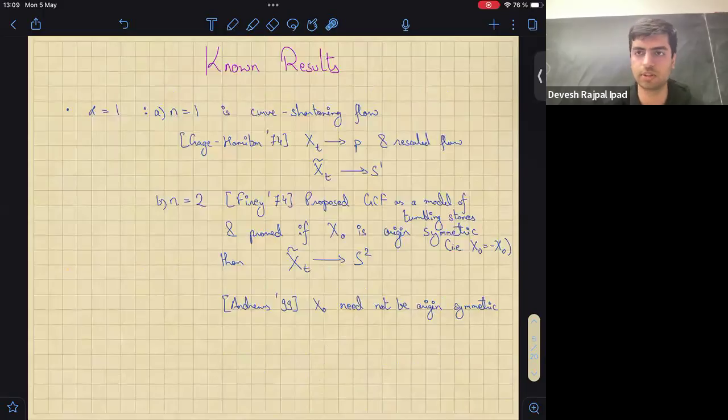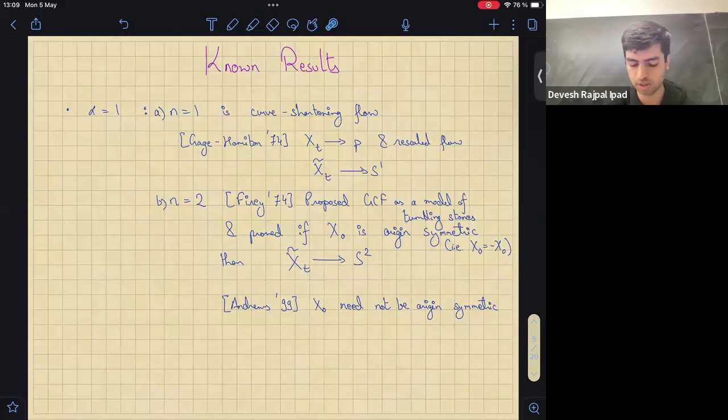Okay, let's go over the known results so far. For alpha equals 1 and n equals 1, which is the curve case, this is the same as the curve shortening flow. And Gage and Hamilton proved that the hypersurfaces, in this case the curves, contract to a point, and the rescaled flow converges to a circle, which is kind of the nicest thing these parabolic PDEs can do.